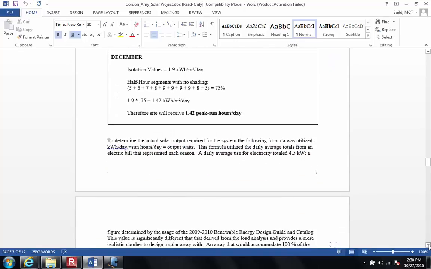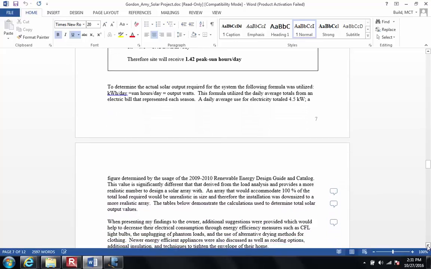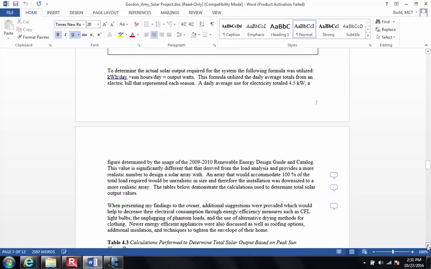So to figure it out for the system, there's where they use their electric bill, and the average daily use for electricity was 4.5 kilowatts. I'm assuming that's 4.5 kilowatt hours that they used.